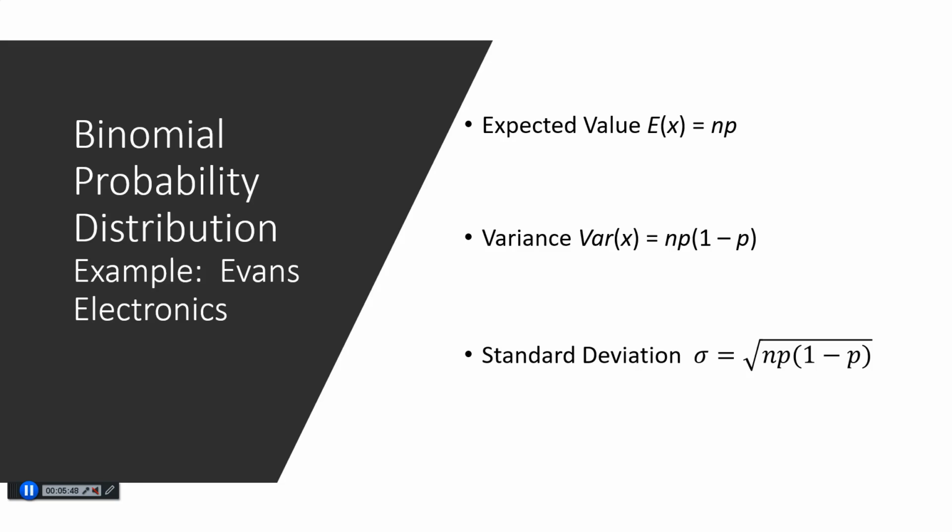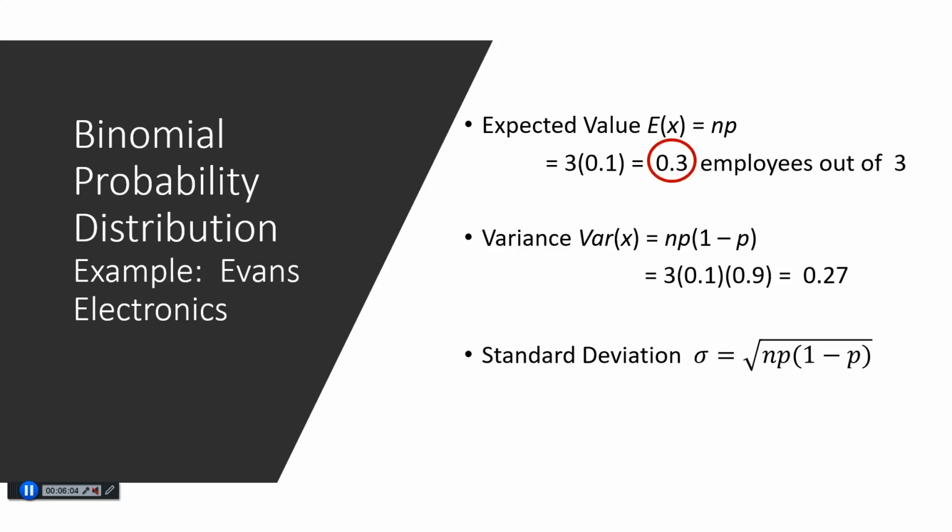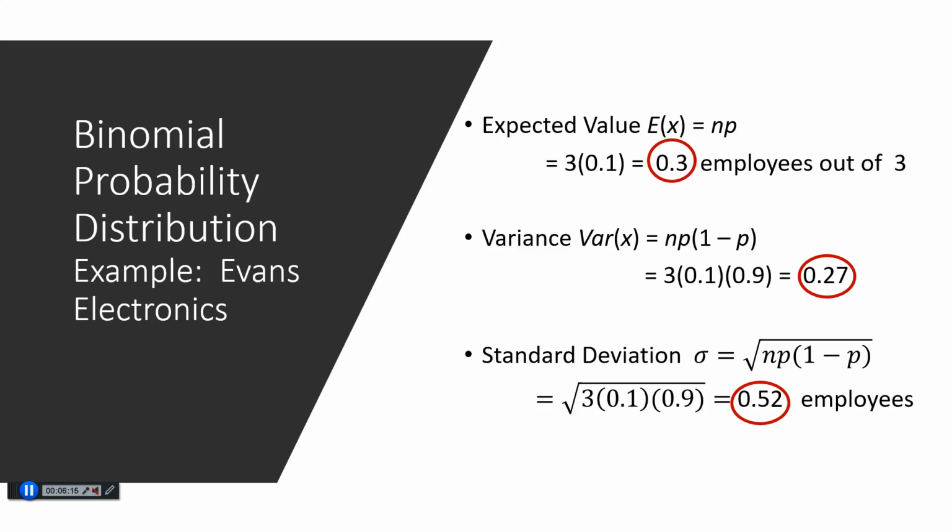So let's look at this in the context of Evans Electronics. We had 3 employees with a probability of 10% turnover rate. So 0.3 employees out of 3 is my expected value. My variance is going to be 0.3 times 0.9, which is 0.27. And then my standard deviation is the square root of that, saying 0.52 employees.